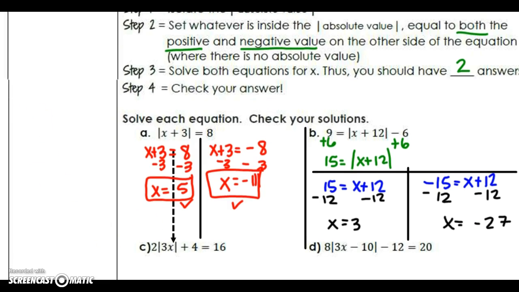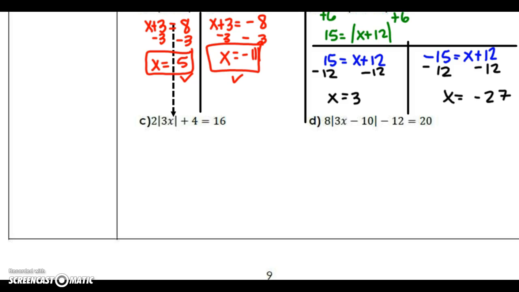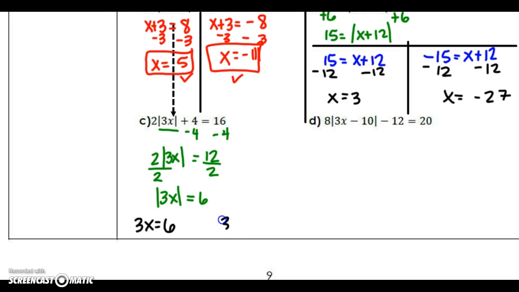So over here on this one, C, we've got a couple things we've got to do first before we can set up our two equations. So first, get rid of what's being added or subtracted, because we, again, just want this alone, just the absolute value. So get rid of your 4, and then get rid of your 2. And how do we undo multiplication? Oh yeah, division. So now that we have 3x, the absolute value of that by itself, we can set up our two equations. So one equation would be 3x equals positive 6, and one would be 3x equals negative 6.